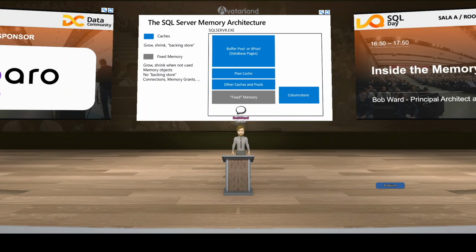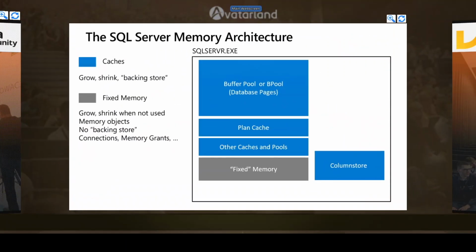There's a smaller portion of memory called fixed memory, and they can grow and shrink when they're not used, but in some cases, that memory can never be shrunk. We use something called a memory object for a lot of these things, and there's no backing store. For example, connection memory, memory to support connections, we can't page that to disk somehow, or memory grants. So as it turns out, if your memory pressure is really heavy on SQL Server or you lower things in SQL configuration, you can cause problems because we don't have enough fixed memory to support what you're trying to do, like connect to SQL Server.